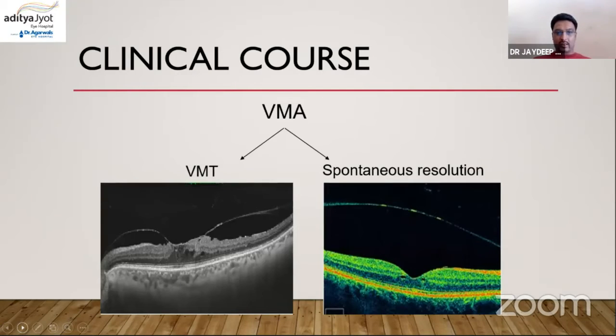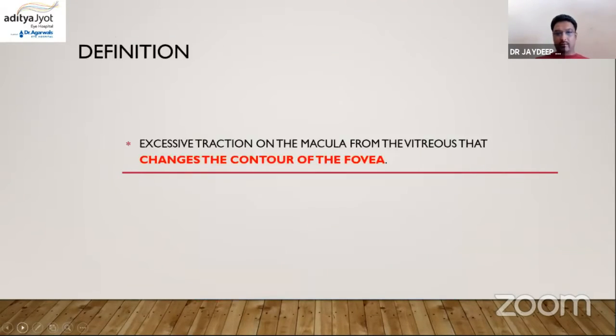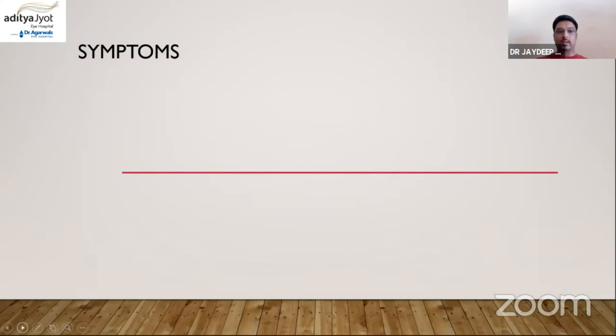Subsequently, when there is an anomalous PVD development with anomalous adhesion, you can have a vitreomacular traction, and in 10 to 20% of the patients, you can have a spontaneous resolution in the 6 months to 2 year period if you observe them. But then there are patients who have this persistent vitreomacular traction, and they are symptomatic and will need some treatment. By definition, vitreomacular traction is nothing but excessive traction in the macula from the vitreous that changes the contour of the fovea.